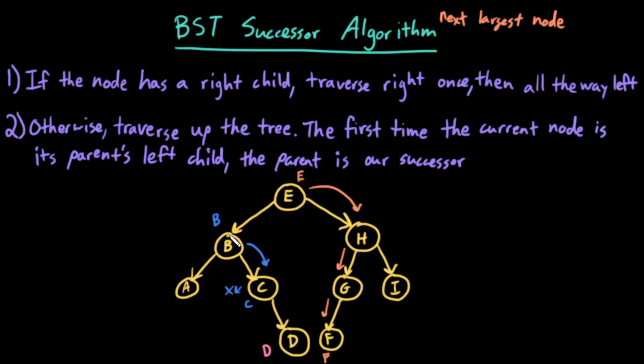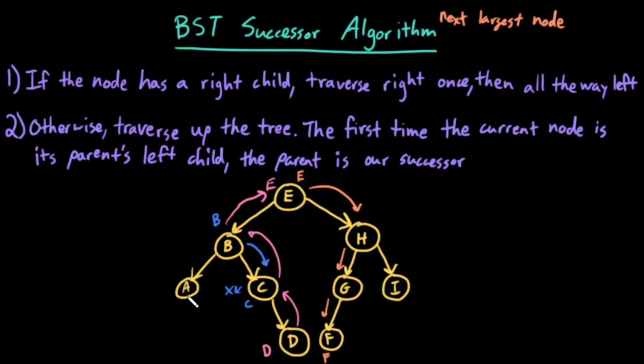I go up to B. B is its parent's left child. Oh, success. I found a node that is its parent's left child. Therefore, I return the parent. So I started here, I went up, and then E is the value that I return, because B was the first node that was its parent's left child.